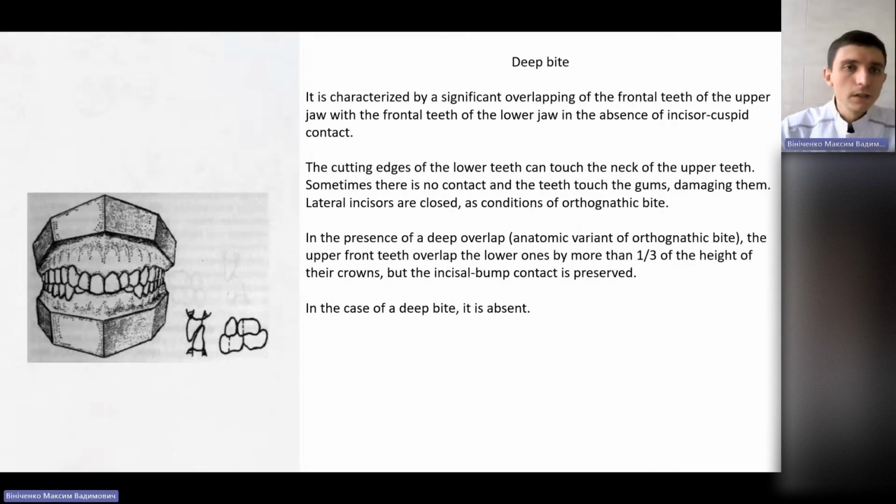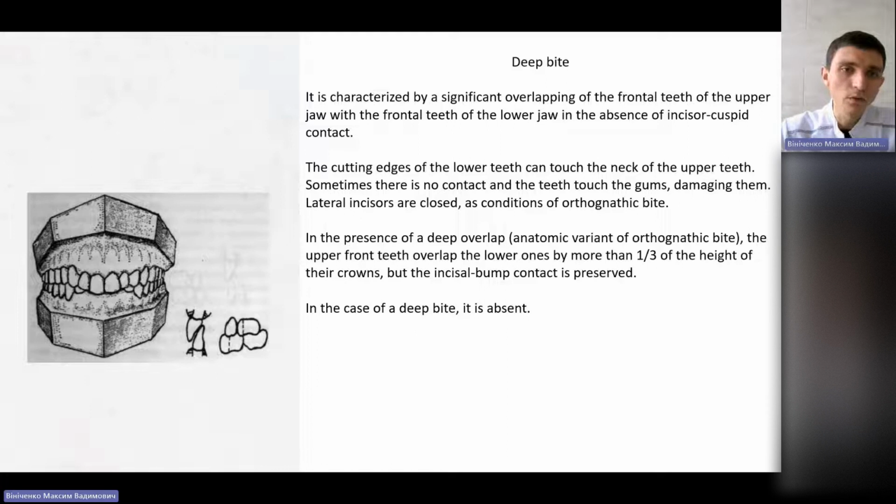Deep bite. It is characterized by significant overlap, as we can see that we don't see the lower teeth of the mandible, only the upper frontal teeth. It's called deep bite. There is a significant overlap. The cutting edges of the lower teeth can touch the neck of the upper teeth at this point. Sometimes there is no contact and the lower teeth touch the gums of the upper jaw, damaging them.